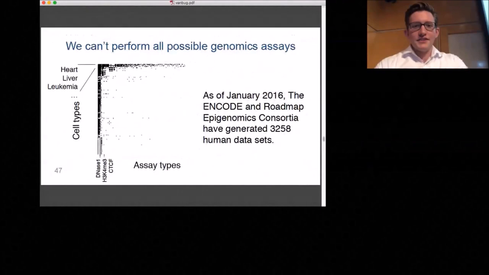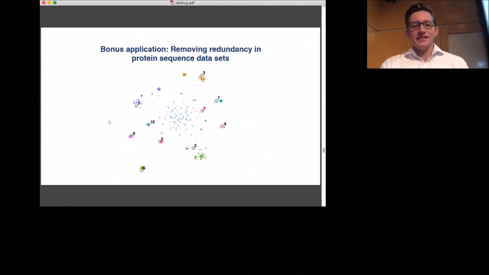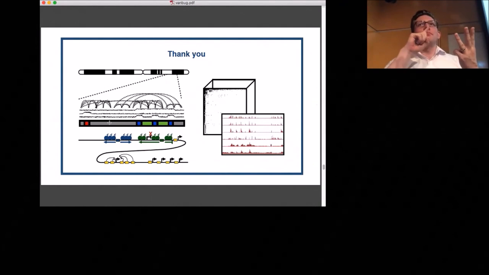That's a great question. And if I had a couple more minutes, I could tell you about how you can use submodular optimization to figure out what assays are most informative to perform. But I didn't have a chance to tell you about it. There should be a slide here. No. If you Google genomics assay panel submodular optimization bioRxiv, you'll find a paper on this topic.